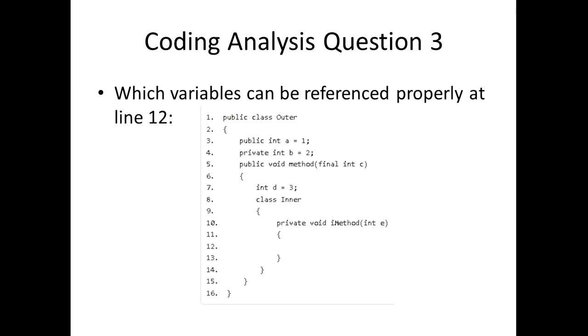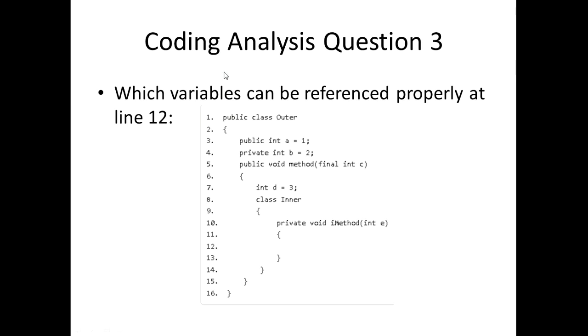Okay, let's keep going. Coding analysis question 3. Which variables can be referenced properly at line 12? Okay, so what I want you guys to do is just look at this piece of code. You see line 12 right here, and just ask yourself which variables can be referenced properly at line 12. So go ahead and pause the video right now. All right, now that you've written down your answer, let's walk through this together.